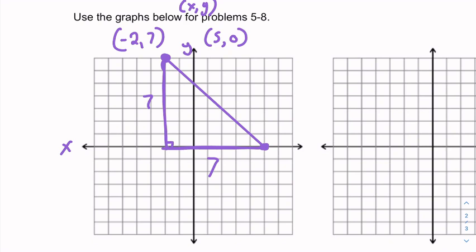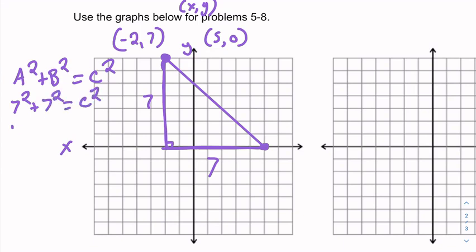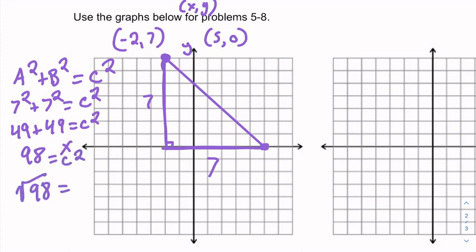I'm going to plug that into the Pythagorean theorem. I've got 7 squared plus 7 squared. 7 squared is 49, so I'm going to do 49 plus 49, and 49 plus 49 is 98. Then I'm going to take the square root of 98, and the square root of 98 is 9.8, or 9.9 if we're going to round up.